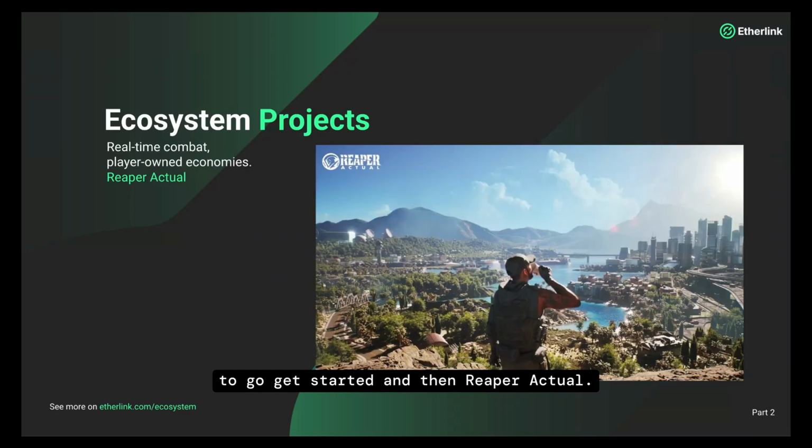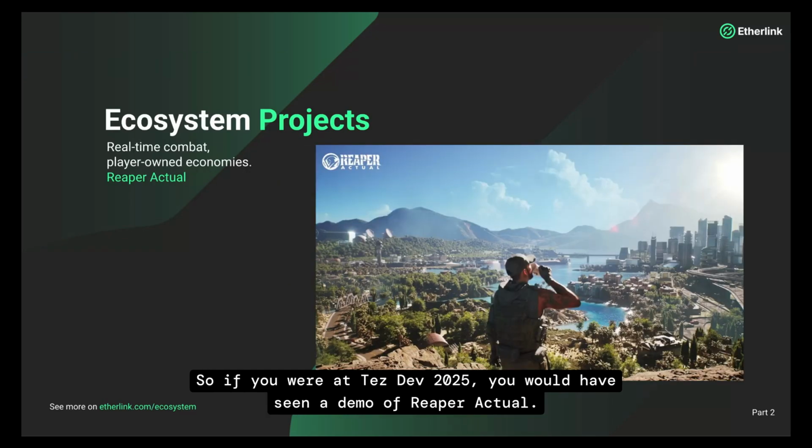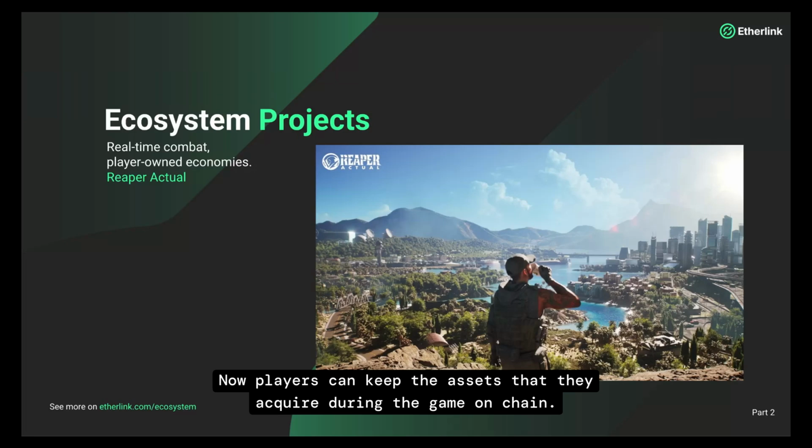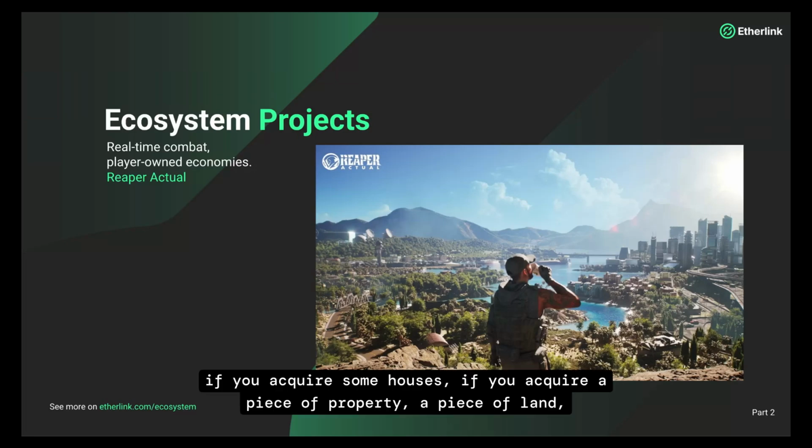And then Reaper Actual. If you were at Test Dev 2025, you would have seen a demo of Reaper Actual. Reaper Actual is an open world persistent shooter game set on the deadly island of Marova. Now players can keep the assets that they acquire during the game on chain. If you acquire some houses, a piece of property, a piece of land, you can keep that on chain.